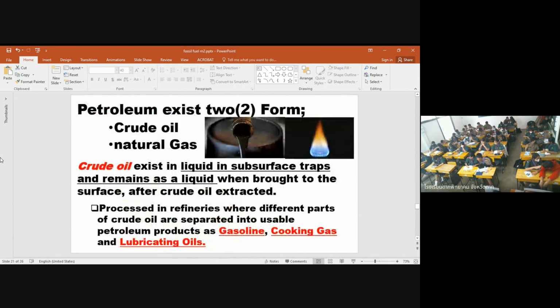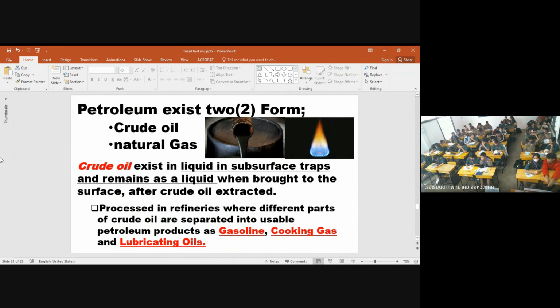So petroleum exists in two forms. We have your crude oil and your natural gas. When we say crude oil, this one is your crude oil. The second picture is your natural gas.